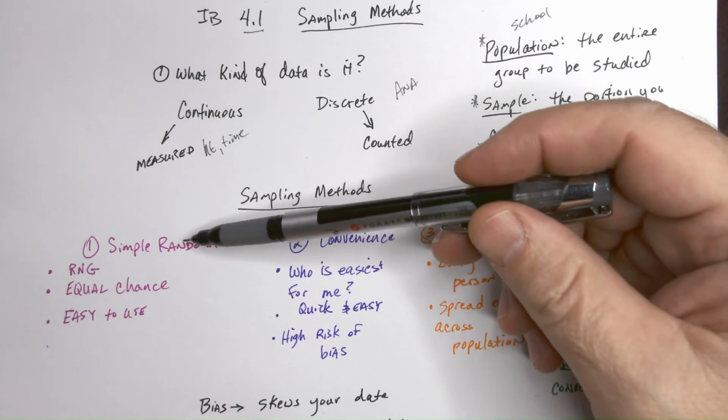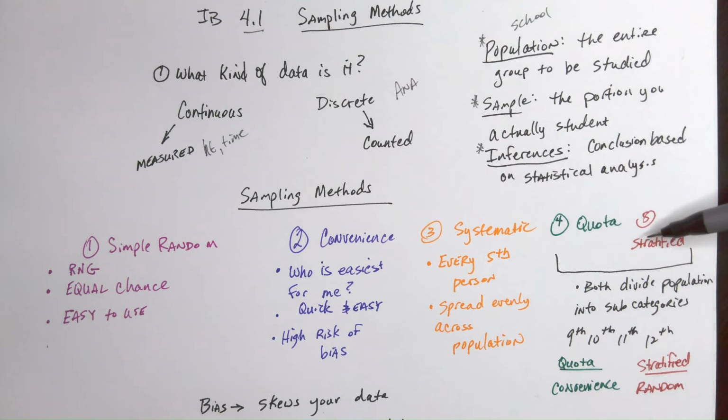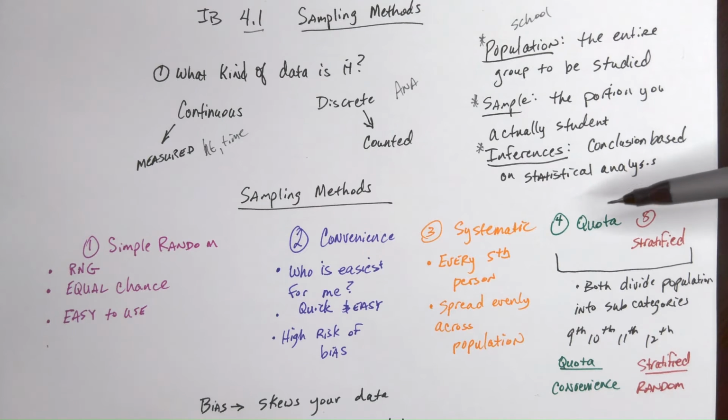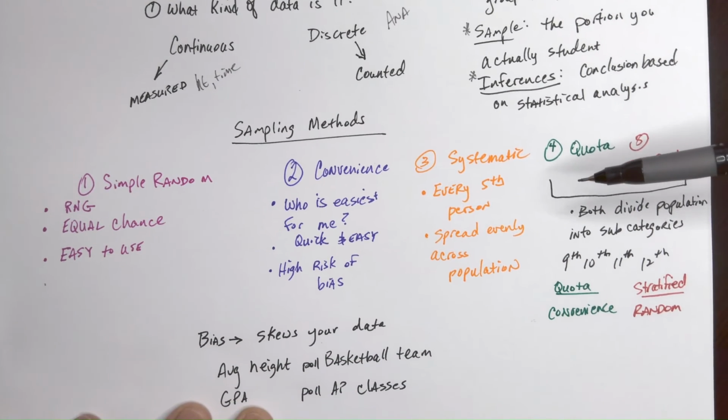All right? So 4.1 is all about the sampling methods. We have five: simple random, convenience, systematic, quota, and stratified. I put these two together because they're really, really similar. Let's talk about all five of them real quickly.